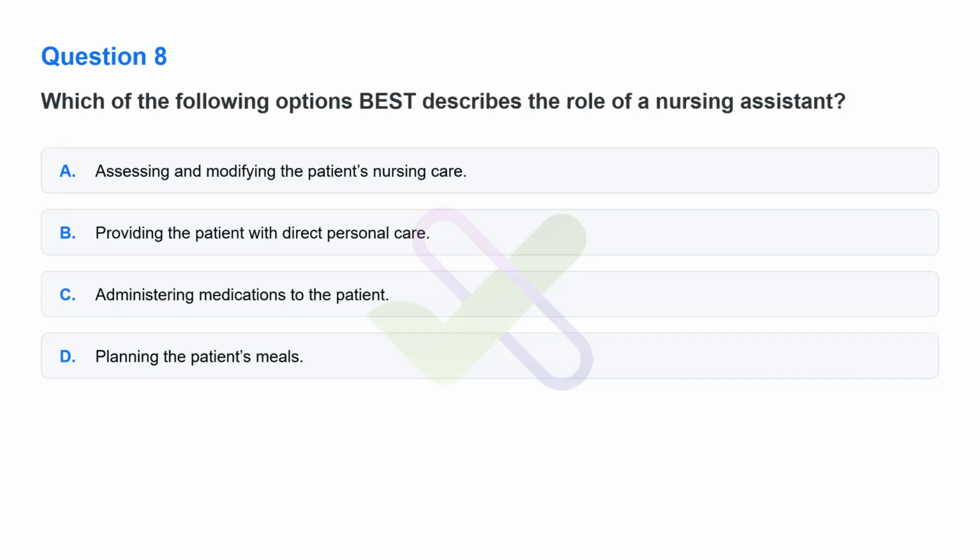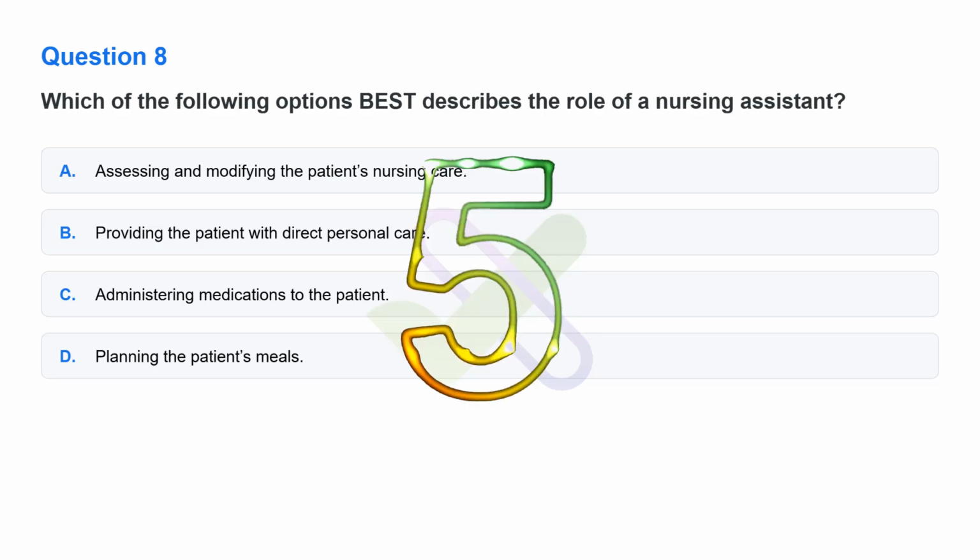Which of the following options best describes the role of a nursing assistant? A. Assessing and modifying the patient's nursing care. B. Providing the patient with direct personal care. C. Administering medications to the patient. D. Planning the patient's meals.